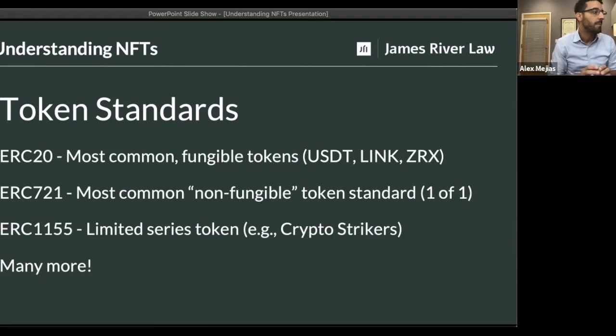The best way to think about a non-fungible token on an ERC721 is that it's a one of one. There's only one of that token that will ever be created. And that's what gives it a lot of times its value, because it's rare. It's a singular token. There's another token standard called ERC1155, and that's a limited series token.